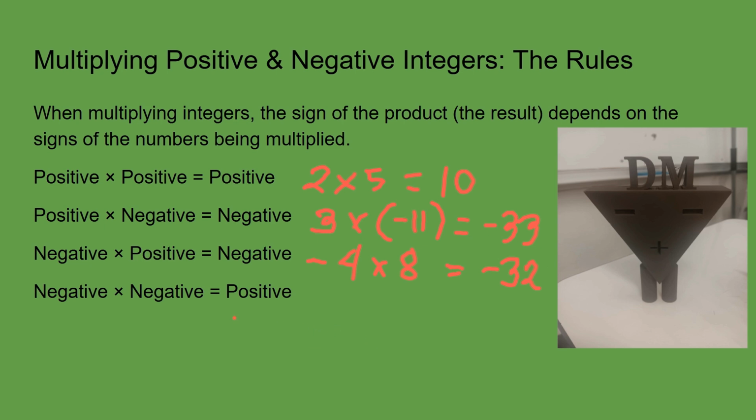How about negative times negative equals positive? An example would be negative 7 times negative 9. Negative 7 times negative 9 will give us 63. Why? Because negative times negative equals positive.